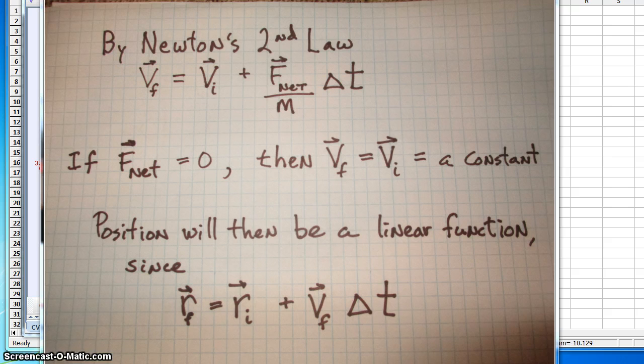Position will then be a linear function, since the final position is equal to the initial position plus the velocity times delta t.